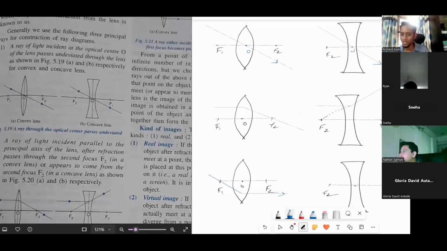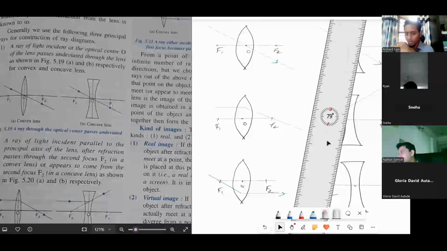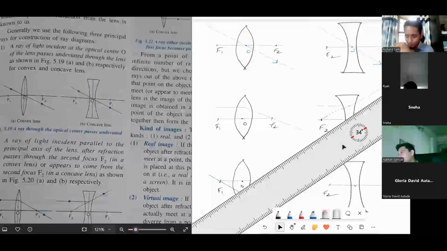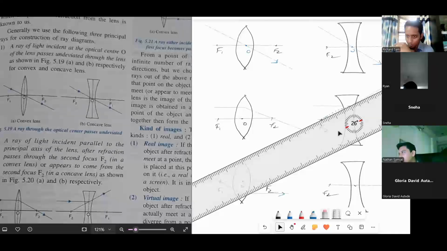F2. Okay. So you keep your scale like through F2 and that point. See, like this. Understand? Scale from F2 to that point where the incident ray met, and then you draw dotted lines till on the left side. On the right side, you'll draw a solid line.